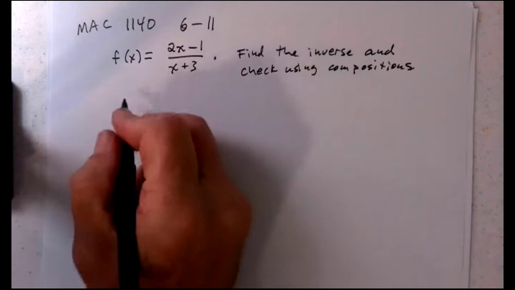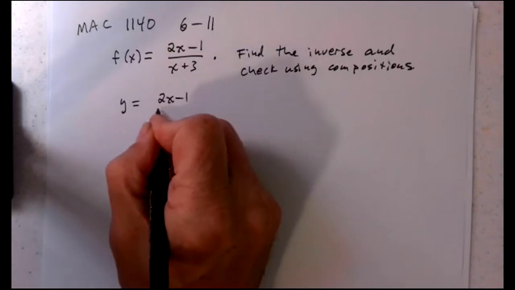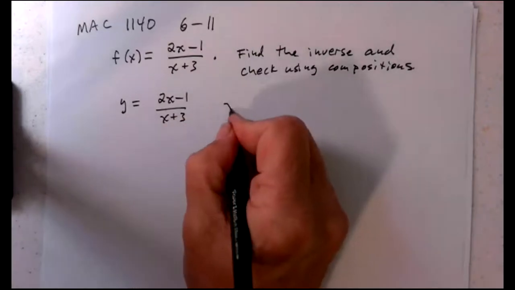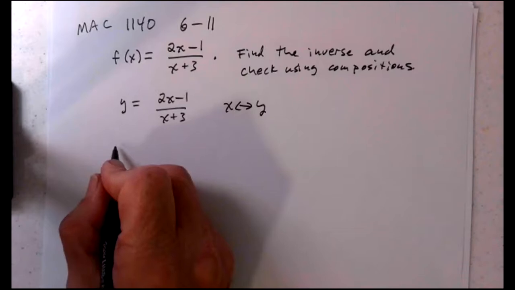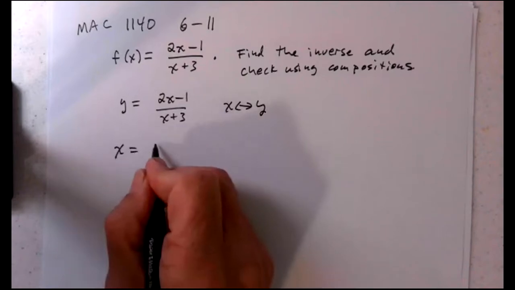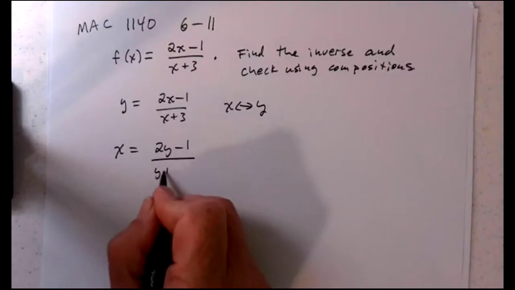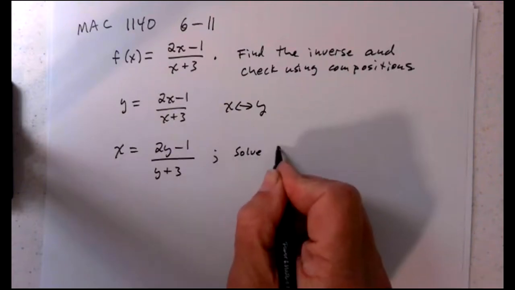So I'm going to rewrite this using xy notation. y equals 2x minus 1 over x plus 3. And the whole idea of an inverse is x becomes y, y becomes x. So I'm going to make that substitution. x equals 2y minus 1 over y plus 3. And then my goal is to solve for y.